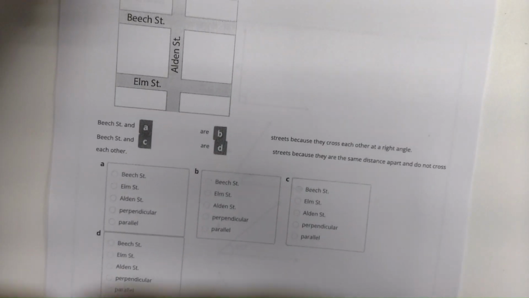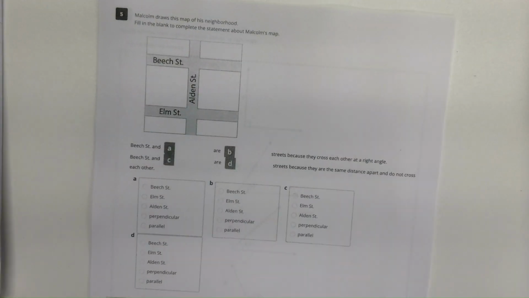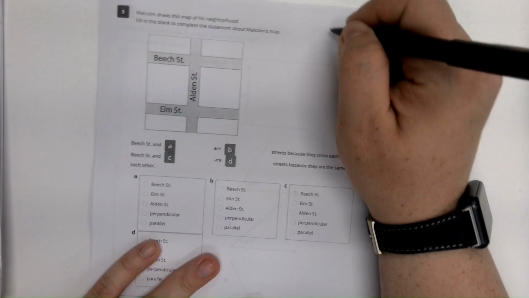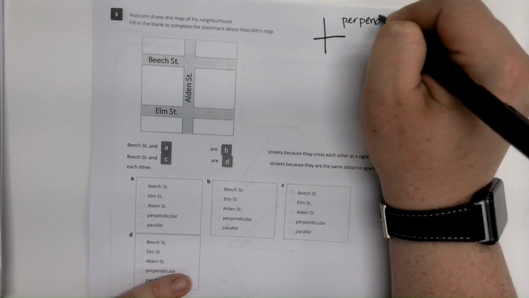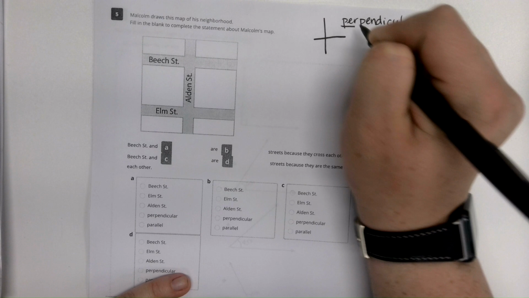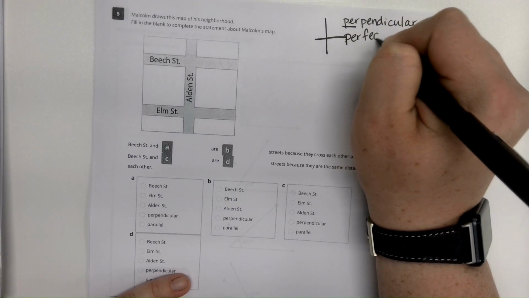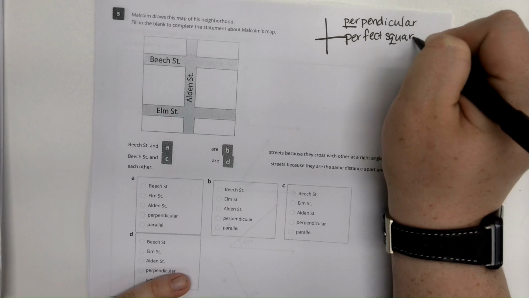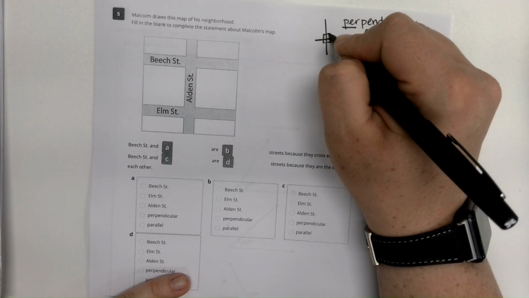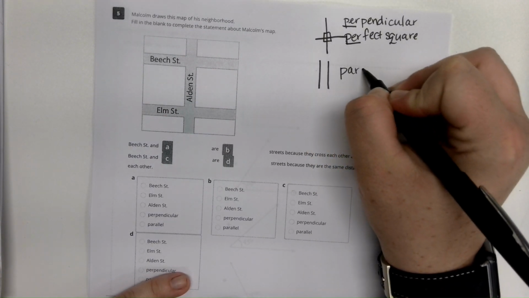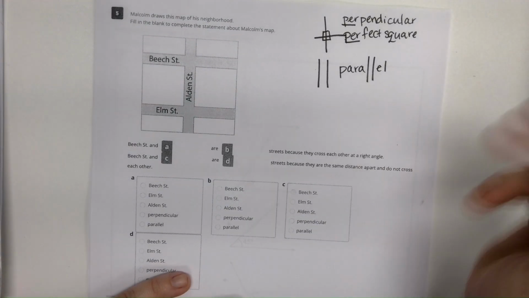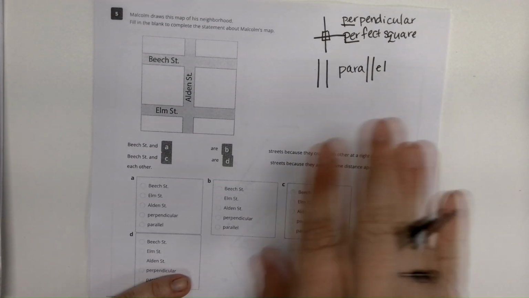Number 5. This one's a little complicated whenever printed out on paper, so it sounds a lot harder than it is. Real quick, just as a reference, we have perpendicular lines, and we know that perpendicular lines make a perfect square, talking about the angles, perfect right angles. And then you have parallel, which we know have a pair of parallel lines in the word.